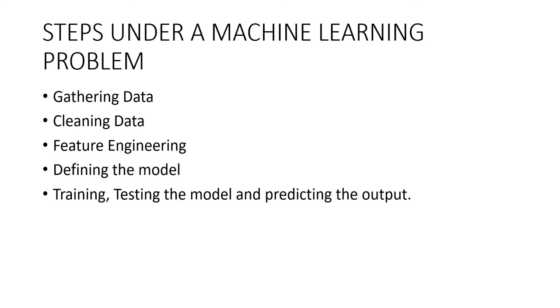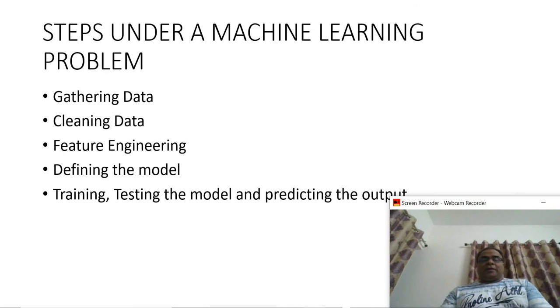Here is an introduction: what are all the steps we usually follow when we address a machine learning problem. One is gathering data, second is cleaning data, the third step is feature engineering, then defining the model, training, testing the model, and predicting the output. These are all the steps we follow when we address a machine learning problem.